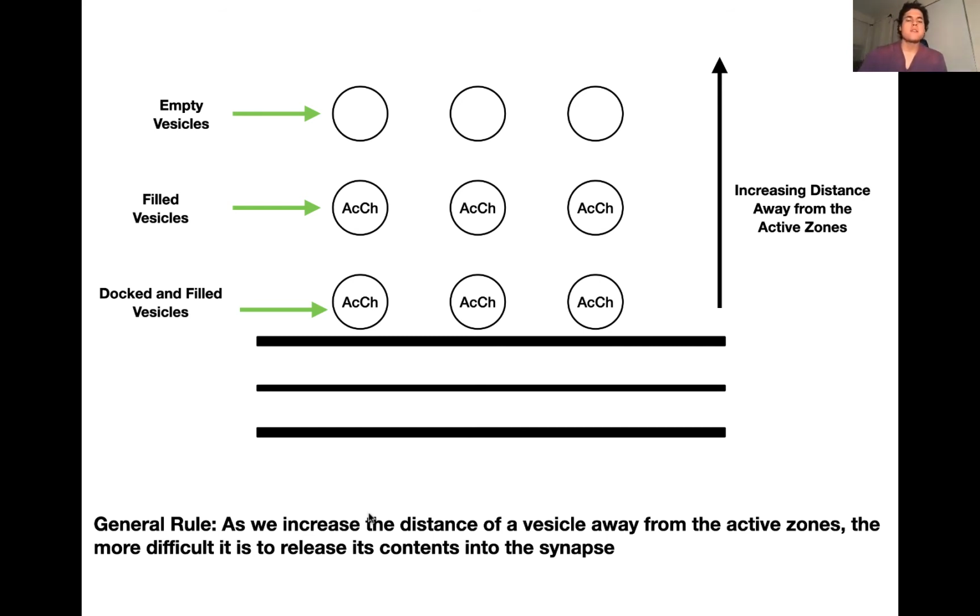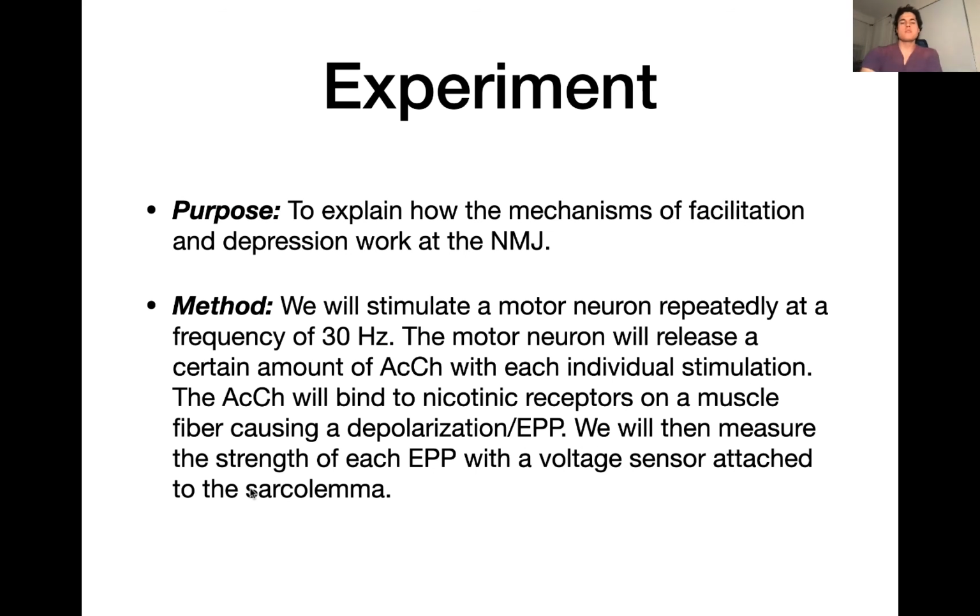So now that we understand the three different types of vesicles, let's now look at the experiment we're going to use in order to understand what facilitation and depression actually are. I'm sorry for the wordy slide, but I want to use this wordy slide so that you have a really good understanding of what this experiment is doing. So in this experiment, we're going to use it to explain how facilitation and depression actually work at the neuromuscular junction. So how are we going to conduct this experiment?